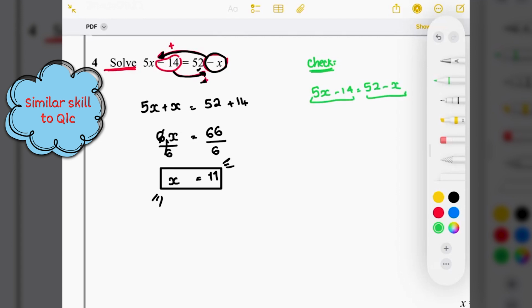If I put 5 times 11 minus 14, this side gives me 41. And here, if I put 11 instead of x, so 52 minus 11, it gives me 41. 41 is equal to 41, which means it is correct.